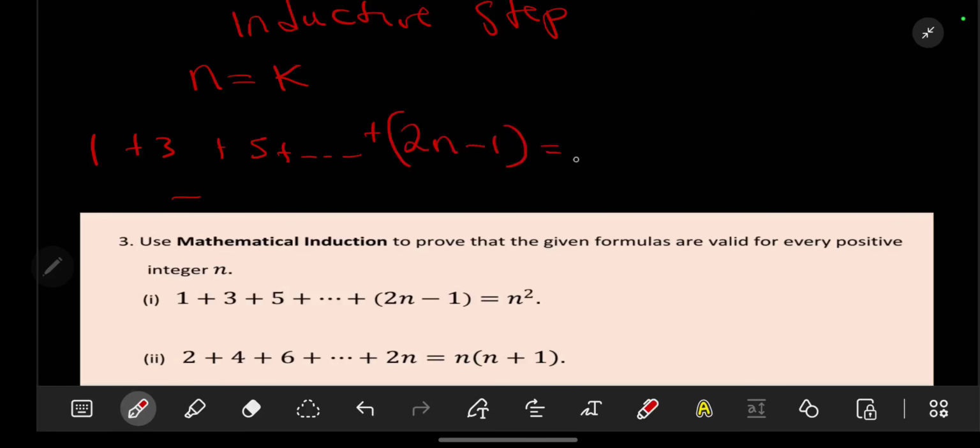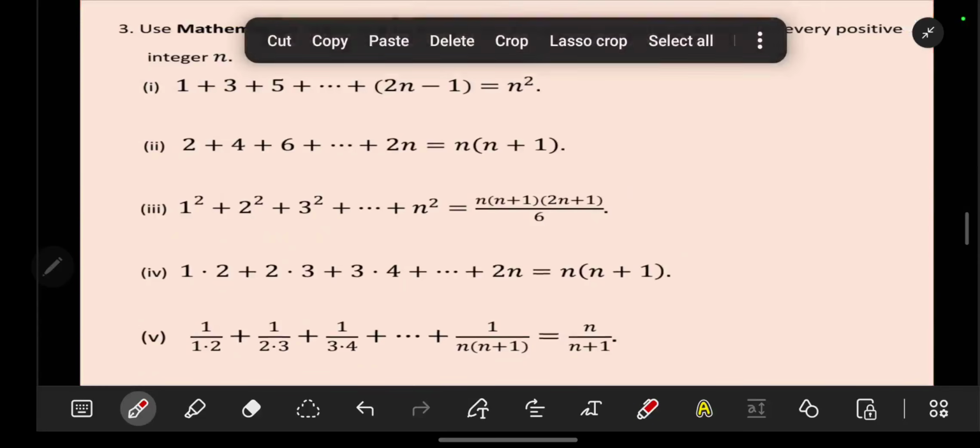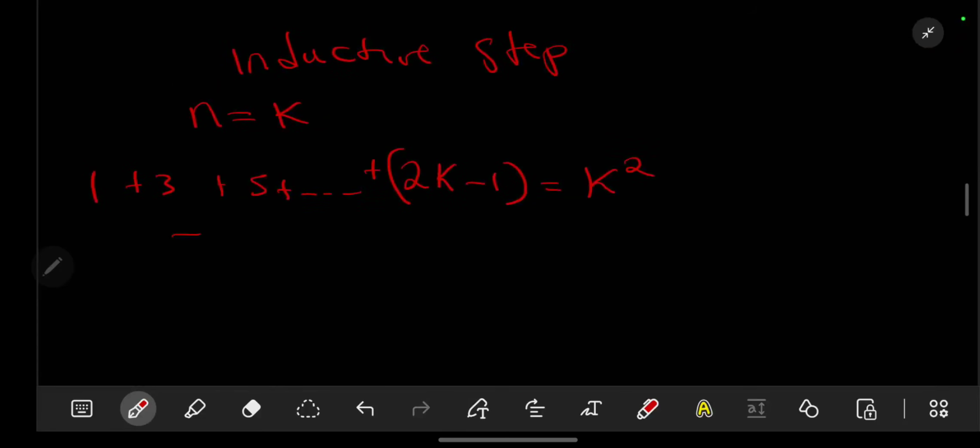This is going to give us a value equivalent to, if we set n equal to k, where there is n we put k, then it should be equal to k squared. So if this is the case, what are we going to do now? This is the inductive step.